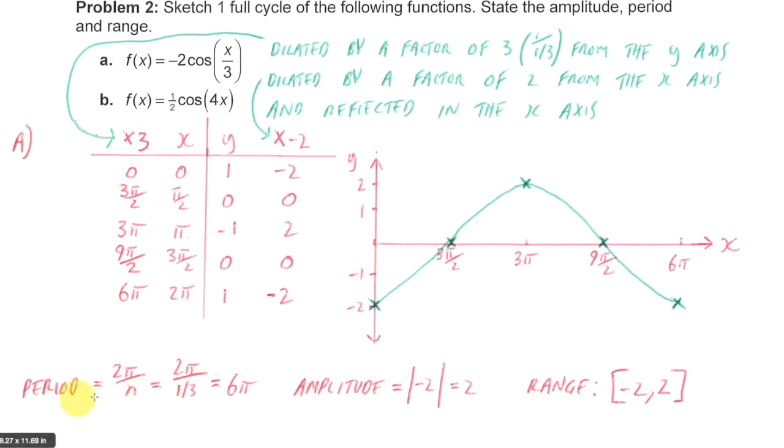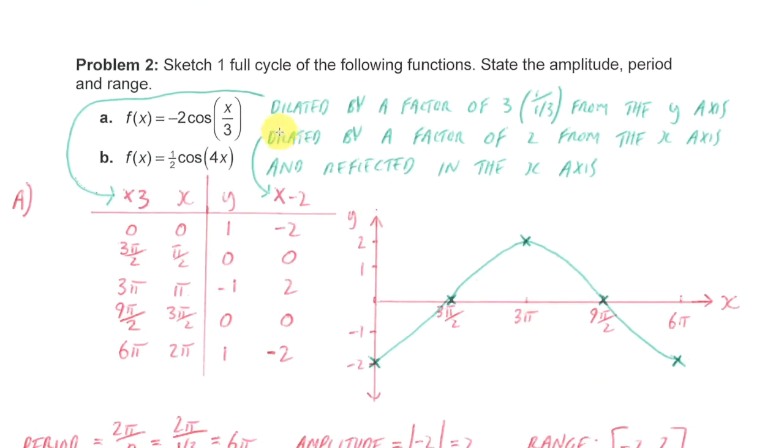Our period is 2 pi on n, so it's 2 pi over 1/3, so it's 6 pi. It takes 6 pi for us to begin to repeat the cycle, or repeat the wave. The cycle is achieved over 6 pi. The amplitude is just the size of the number out the front, so it's the size of that negative 2, which is 2. Our range, we vary between negative 2 and 2, including those values.